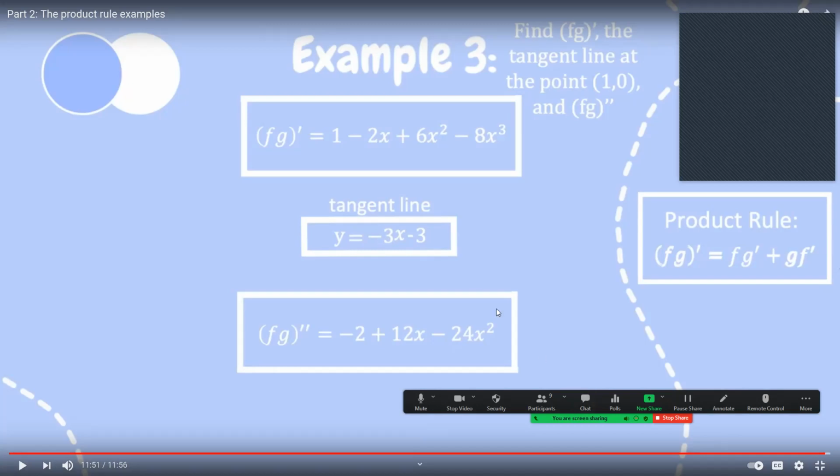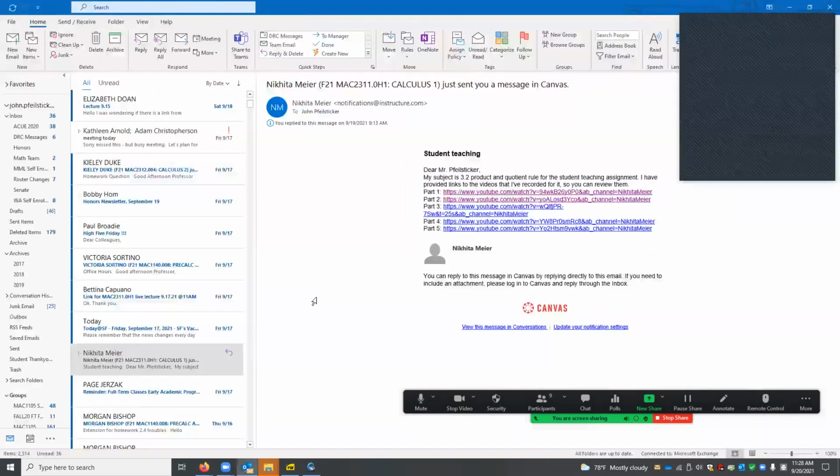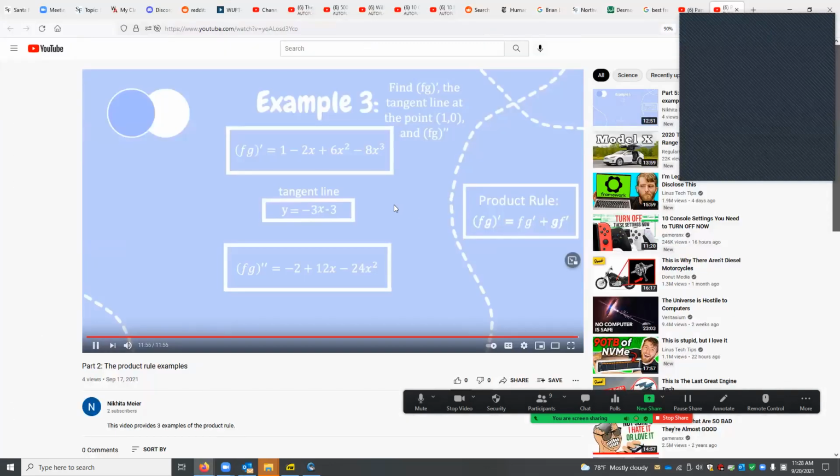Okay. So our second derivative, we're able to get from the first derivative. We just differentiate again. So that is the double derivative.